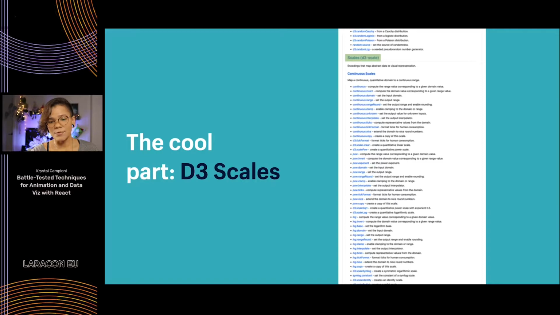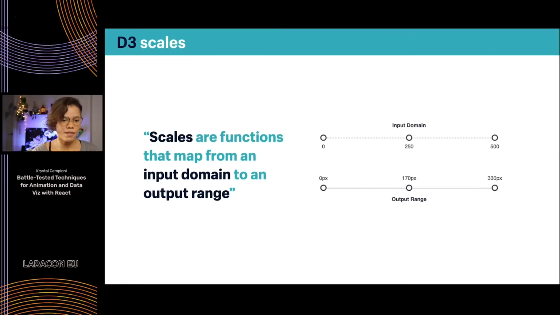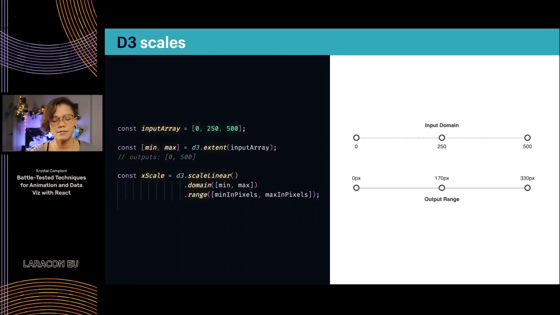A perfect example of the things that we are going to use is D3 scales. Scales are functions that map from an input's domain to an output range. So these functions are like the most important things that D3 offers, along with the layout calculation stuff, but this is definitely like top one when you start learning it.